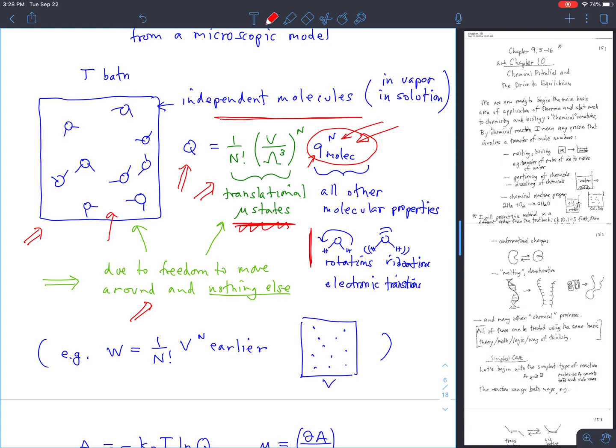If this were a different class, we would talk in detail about how these things are accounted for inside this term, but we don't have time for that in this class. And also for the vibrations, for bonding and molecular shape, for every other property of the molecule. That's all buried inside this second term.